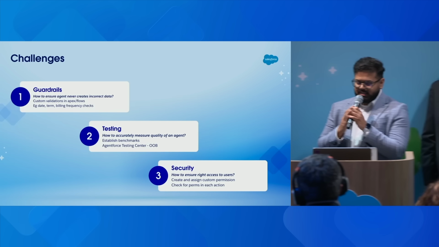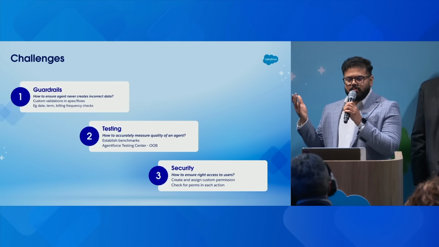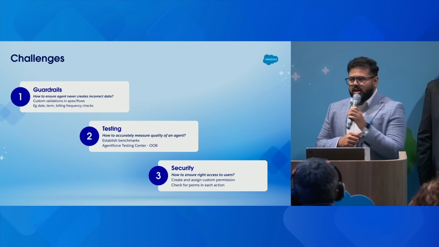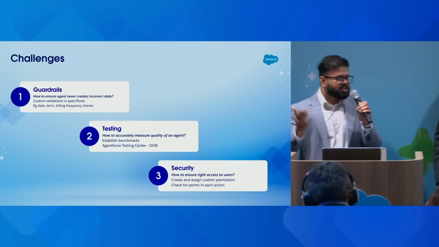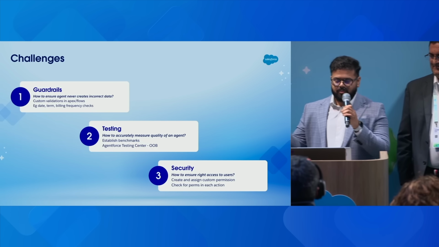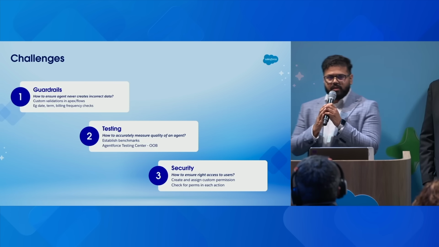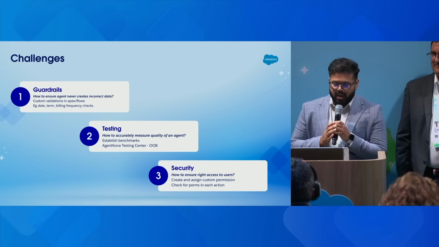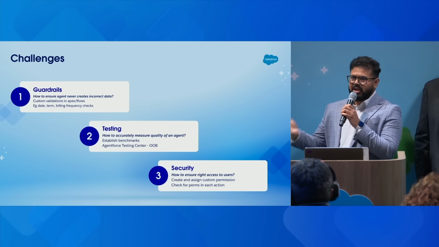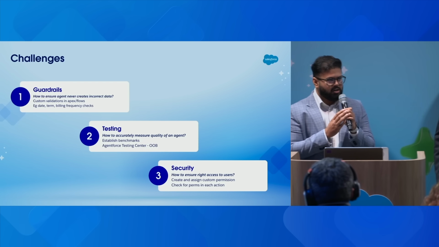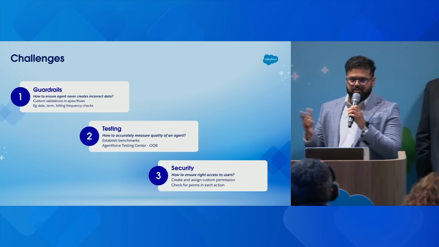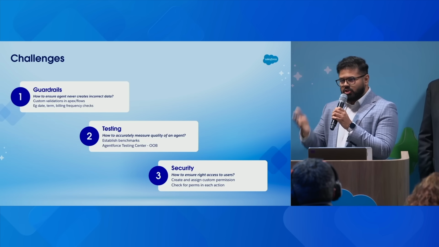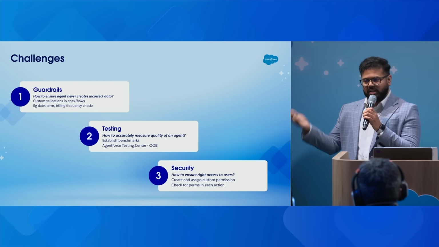The second one is testing. How do we accurately measure the quality of an agent? This is the first time we're building large applications at an agentic enterprise level. And we want to make sure that the user experience is great and the quality is absolutely perfect. And luckily for us, as Shuvra mentioned, we have the testing center available out of the box where we can test bulk utterances and it can tell us exactly which topic and which action an utterance will execute.